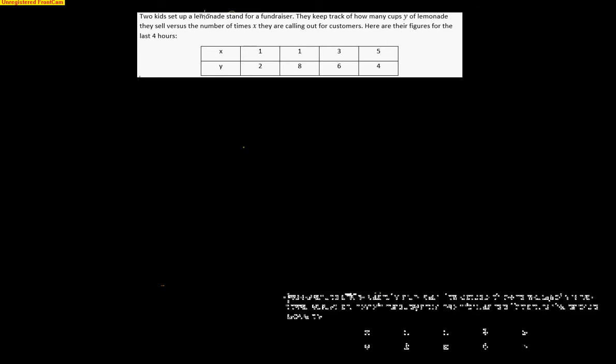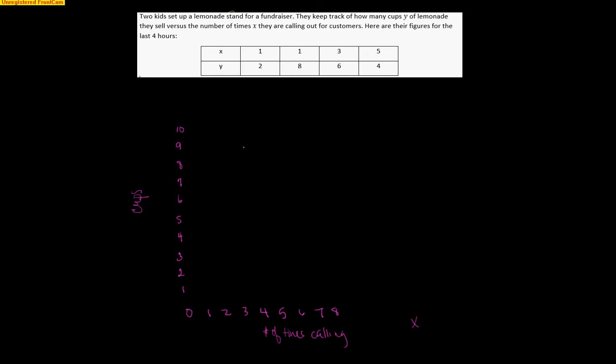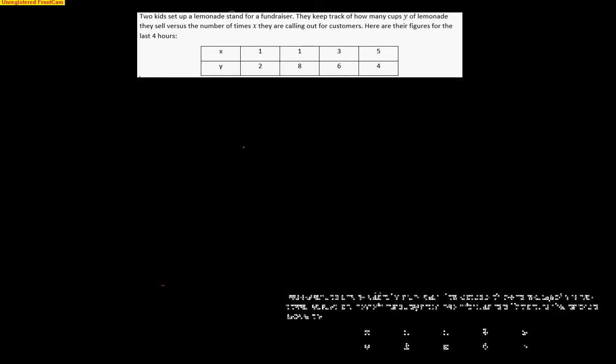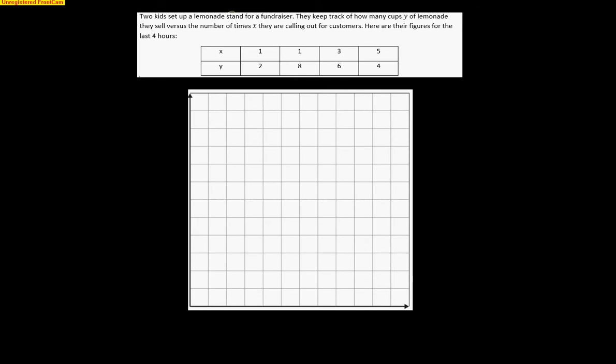So we have some data here. We are also going to graph this. Before we get into the grid, this is our X variable. This is going to be our explanatory variable, which is the number of times the kids call out to customers. Hey, come over here. Come get some lemonade. And Y is the actual number of cups of lemonade that they sell.